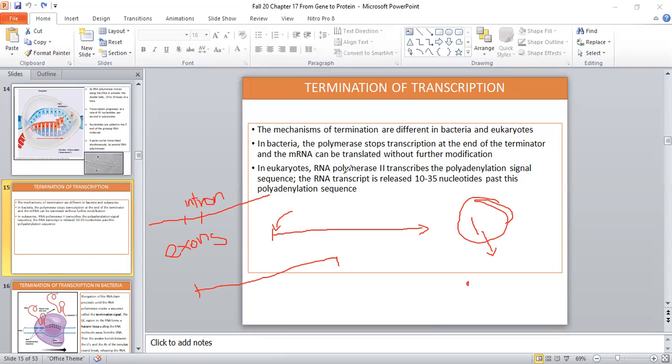So, eukaryote RNA polymerase 2. There is DNA polymerase 1, DNA polymerase 2, DNA polymerase 3, so similarly you just have to remember RNA polymerase 2 is there. It transcribes up to the polyadenylation signal sequence. The RNA transcript is released 10 to 35 nucleotides past this, which we will be discussing next. Polyadenylation.